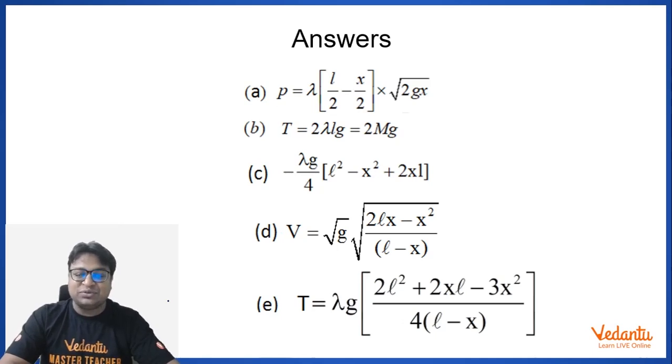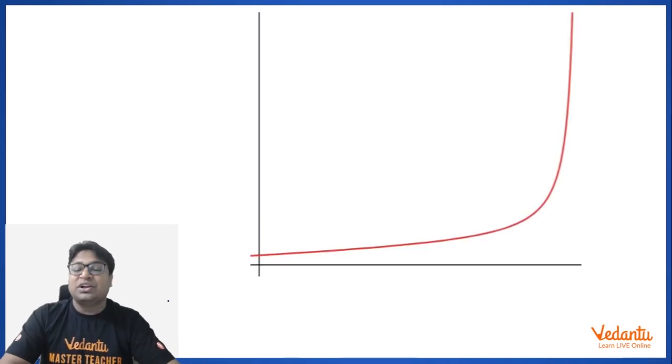These are the answers to all the 5 parts, and the 6th part asks you to make a graph. So the qualitative nature of the graph would be like this. The red curve that you can see on the screen would be the shape of the curve that we have to draw.